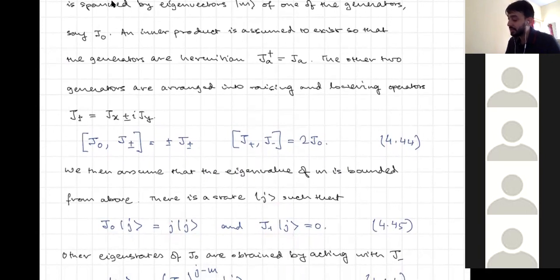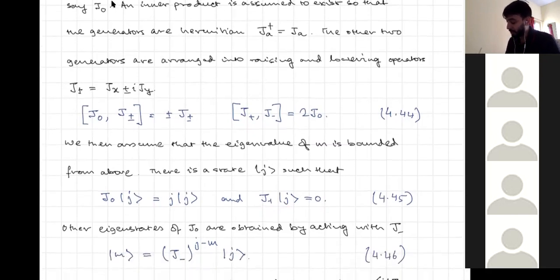So what does J plus do? J plus is going to raise the J0 eigenvalue, and J minus is going to decrease the J0 eigenvalue, right? So if this state is the one at the highest level, its J0 eigenvalue cannot increase. So J plus acting on this state is equal to 0. Okay. All the other eigenstates can be obtained from this state j by acting on it with lowering operators J minus.